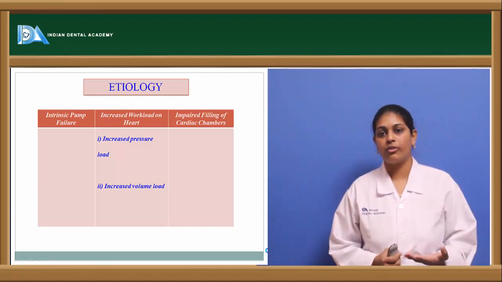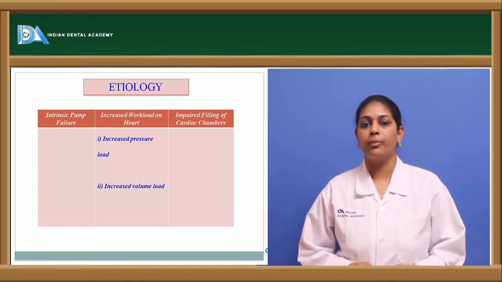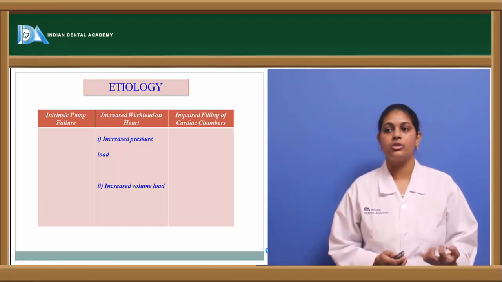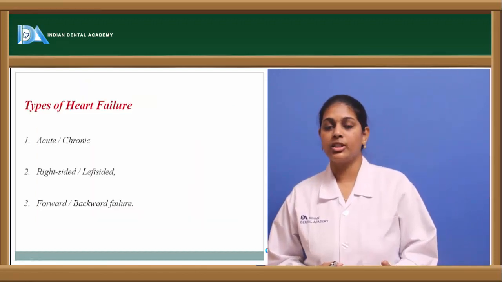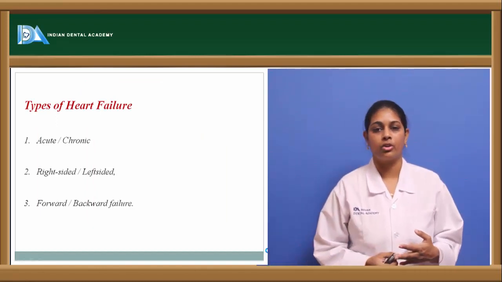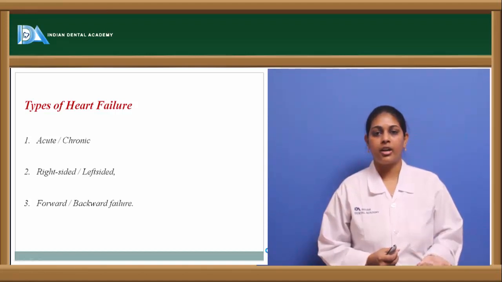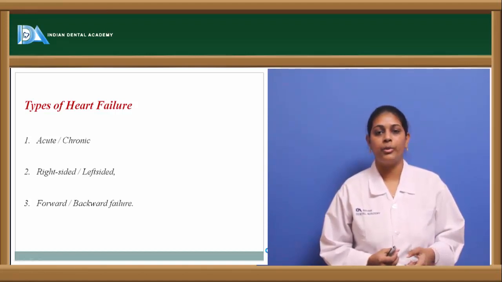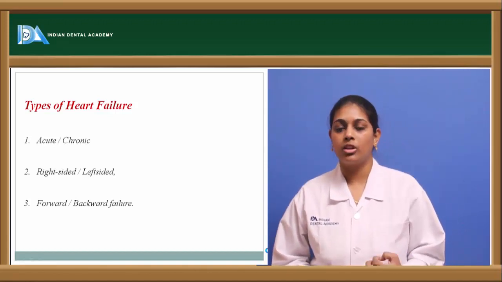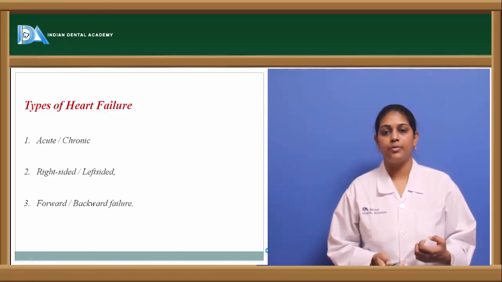Impaired filling of the cardiac chambers is usually seen in cardiac tamponade as well as in constrictive pericarditis. So these are certain etiological factors which can cause cardiac failure, otherwise known as heart failure. Coming to the types of heart failure, based on the onset, as already described, it could be acute or chronic. Based on the side of the heart involved, it is known as right-sided or left-sided heart failure, and based on the direction of blood flow, it is known as forward or backward failure. So these are the types of heart failure.